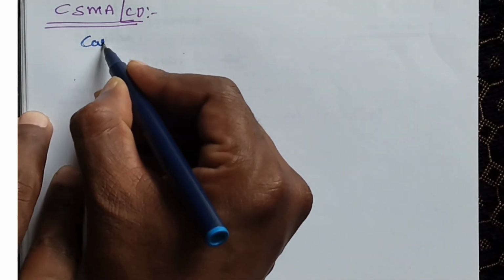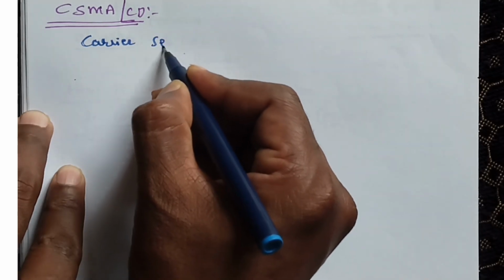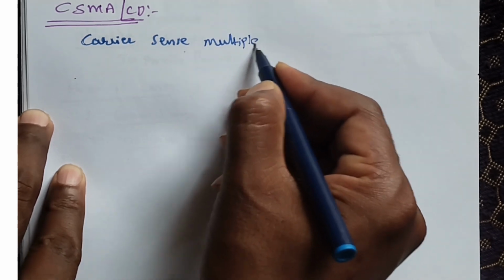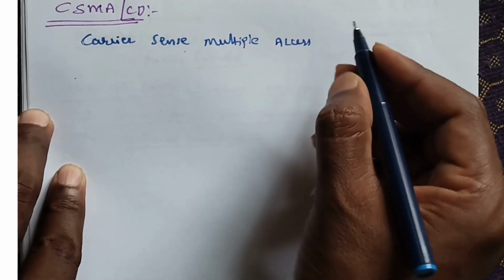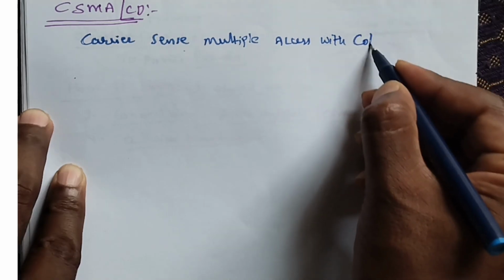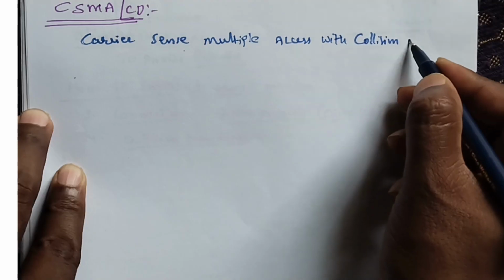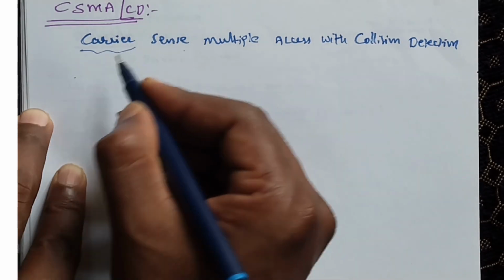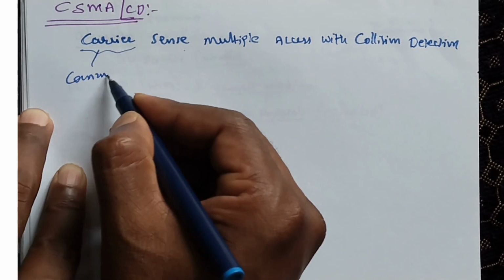In today's class, we will discuss the CSMA CD protocol. What is CSMA CD protocol? CSMA is nothing but carrier sense multiple access with collision detection. Okay, CD is nothing but collision detection. Here, what is the meaning of carrier? Carrier is nothing but communication channel.